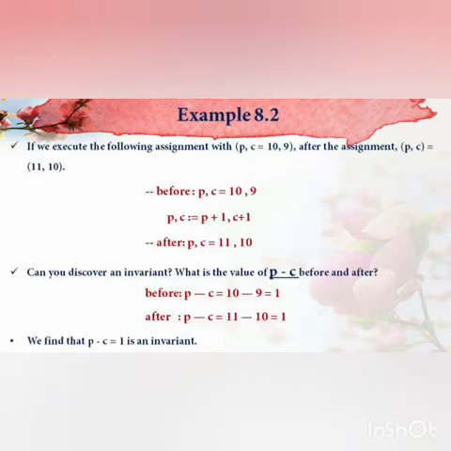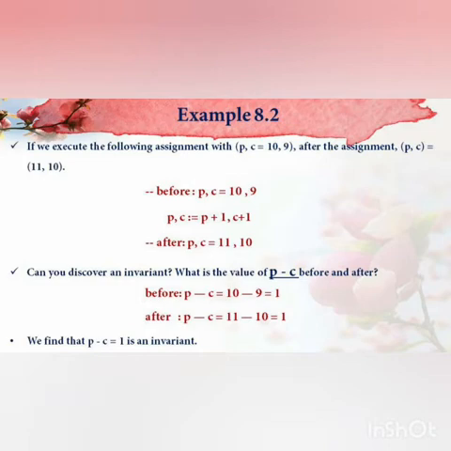Now, let's see another example. If we execute the following assignment with p, c is equal to 10, 9. After the assignment, p, c is equal to 11, 10. So, after the assignment, p value becomes 11 and c value becomes 10. Before the assignment, the value of p is 10 and c is 9. And after the assignment, the value of p is 11 and c is 10.